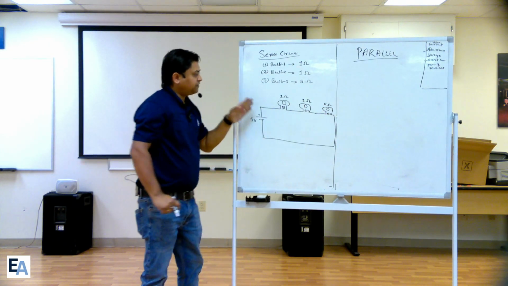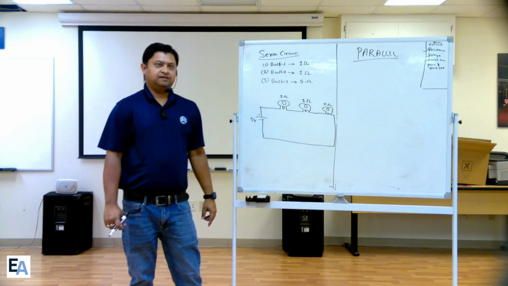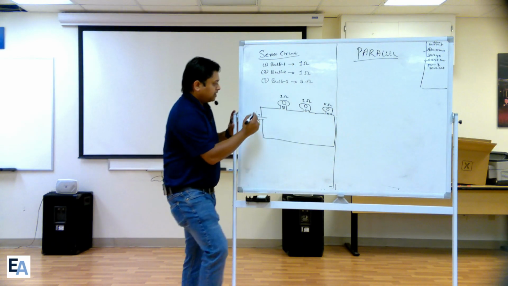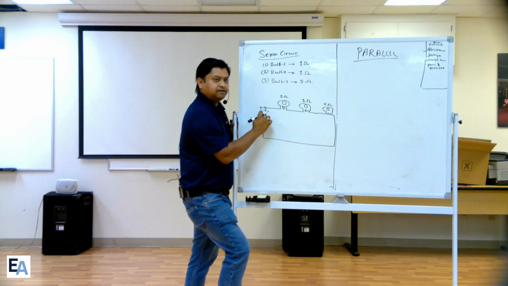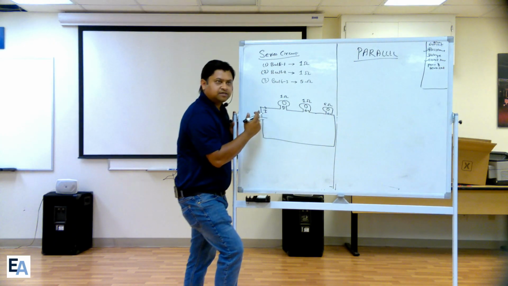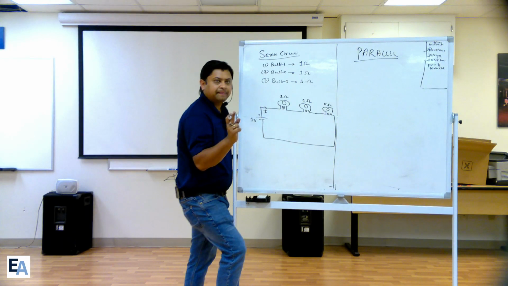Now you tell me, if I connect it like this, is it going to be in series or parallel? How do you know is it series or parallel? Once the current flows, this is the current which is flowing, right? If the circuit is complete, your current will flow. Now watch this current. If the current is not splitting up, it means it's a series circuit.